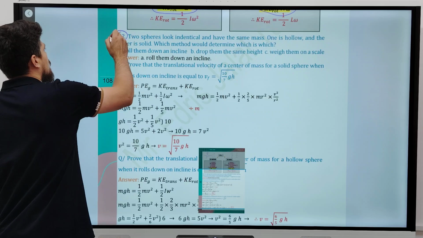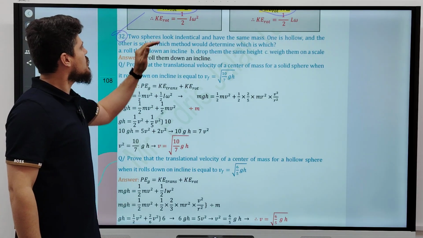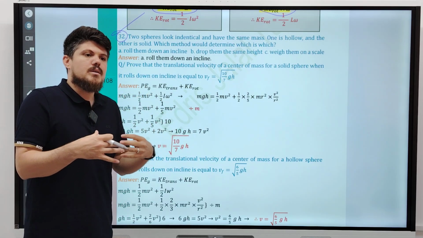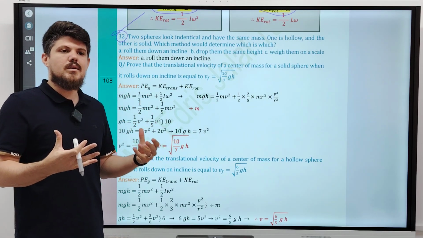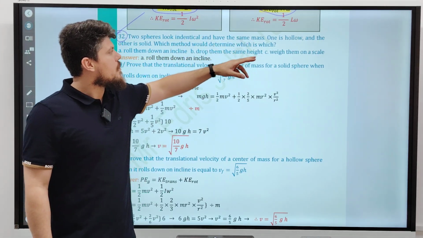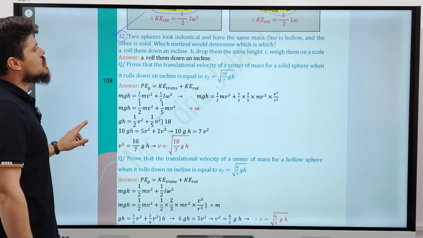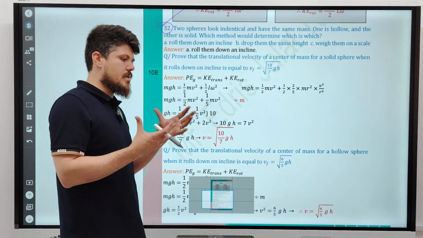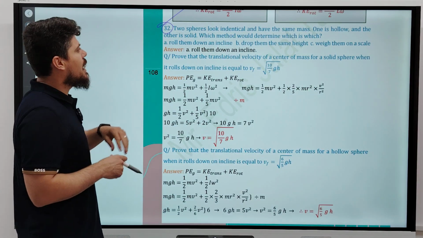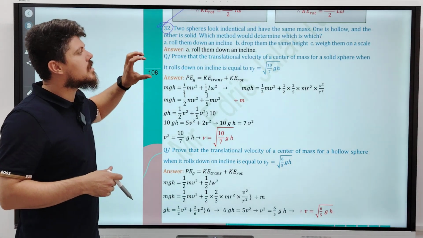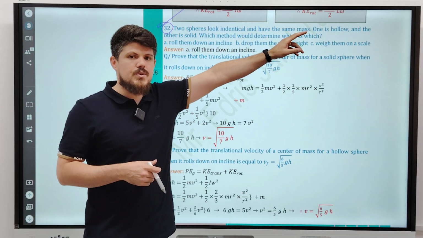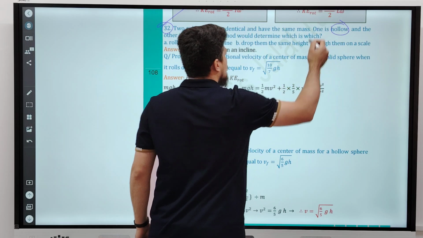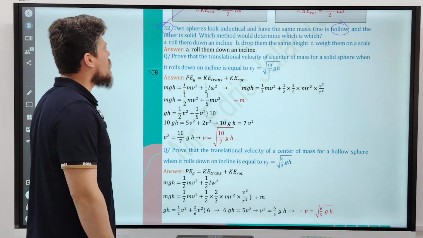Question 32, very good question. Two spheres look identical. We have two spheres with the same mass, same shape, same radius, same color. One is hollow and the other is solid. When we say they have the same shape, it means the outside shape and color are the same. But actually these two spheres are different. One is a hollow sphere, one is solid. The hollow sphere is empty inside, there is no mass.